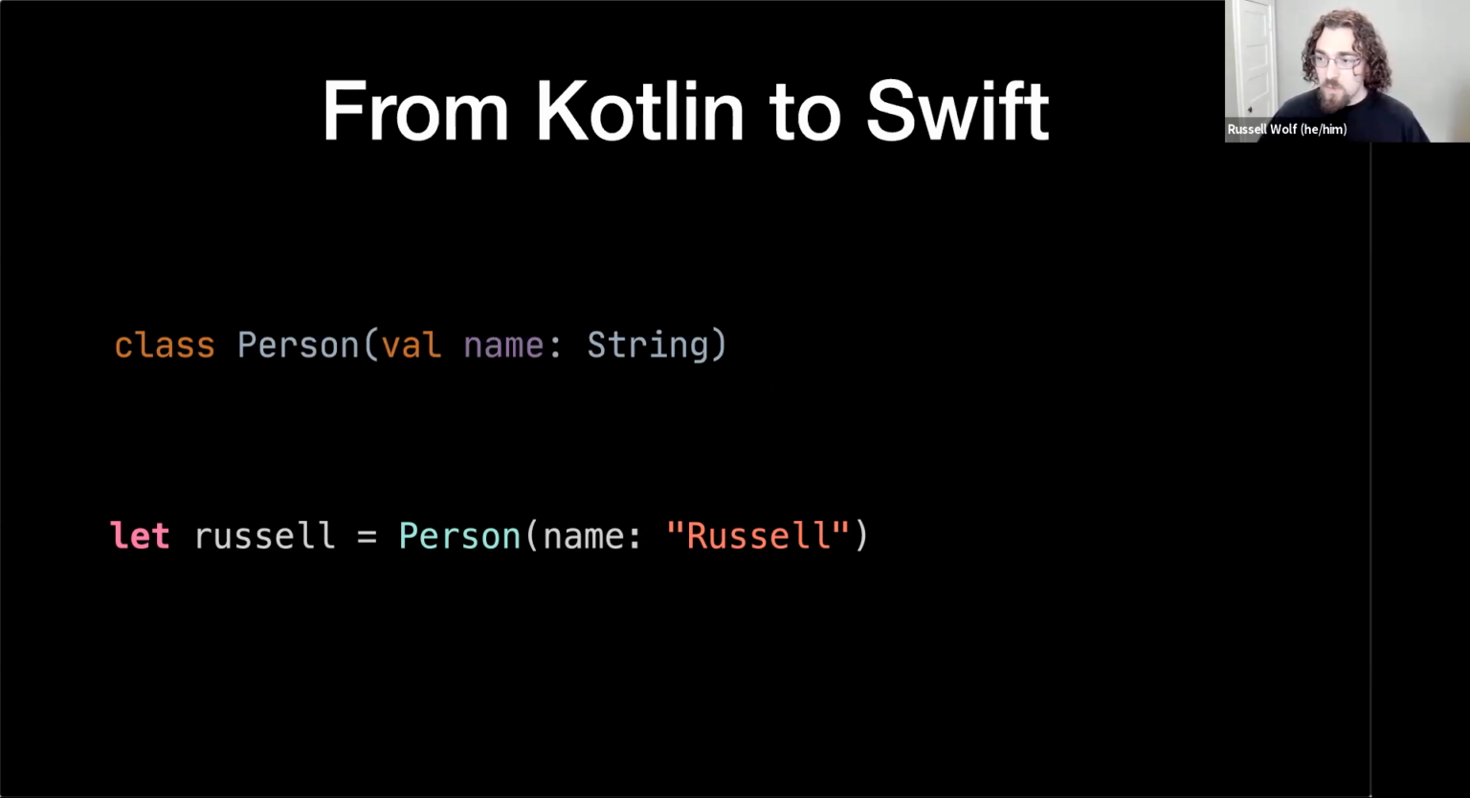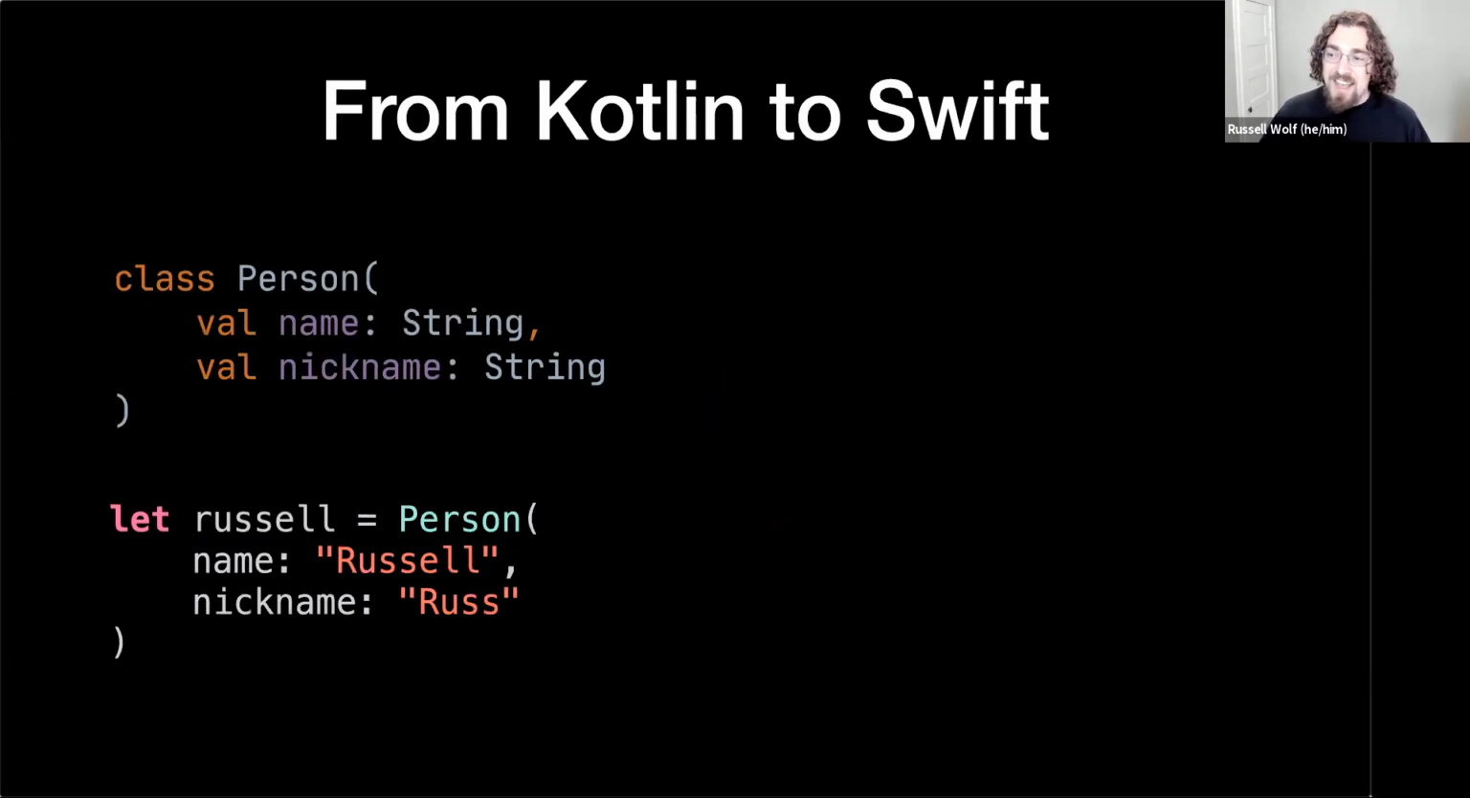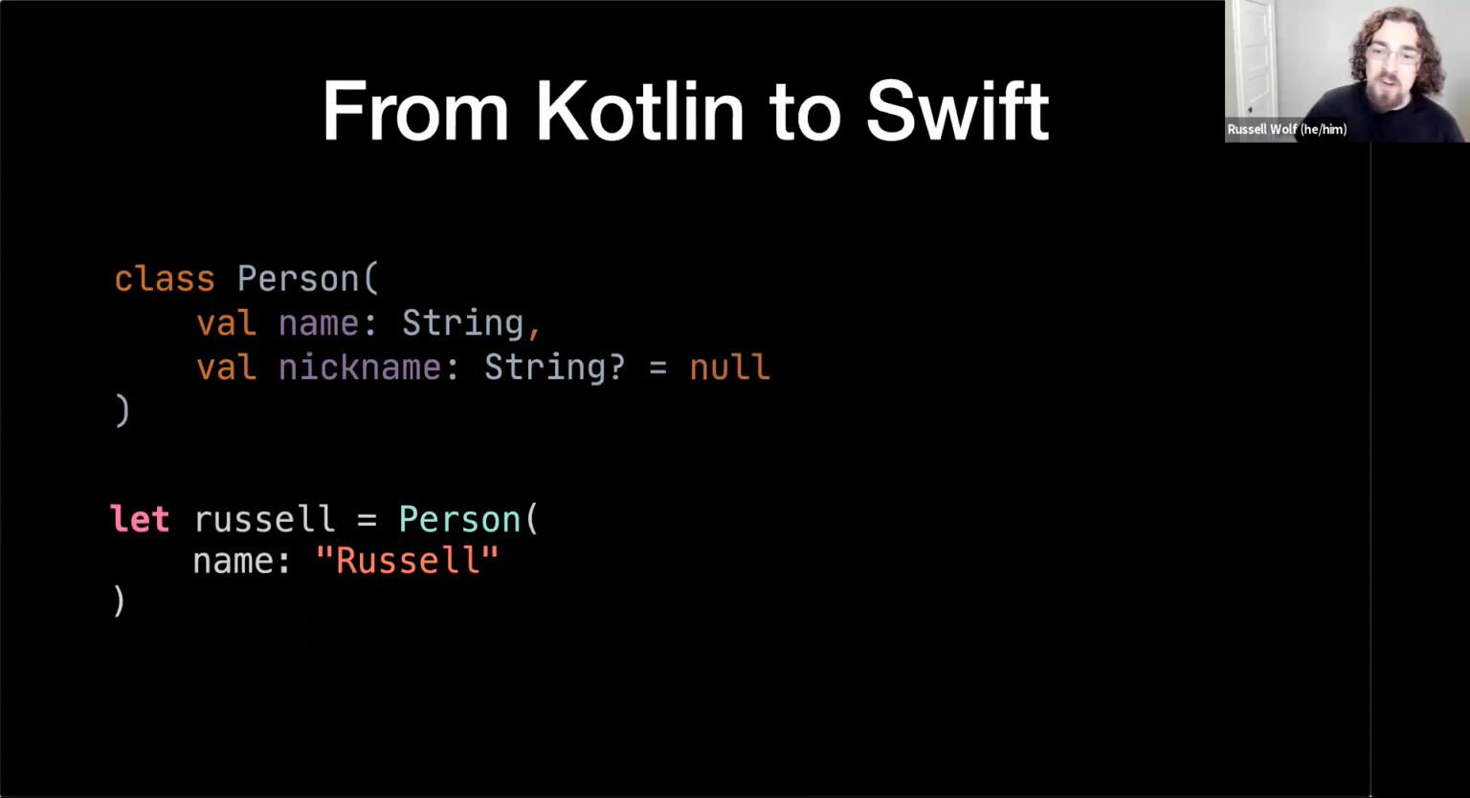But what if we want to make some changes to this person? So let's add, say, a nickname field. Maybe I don't want to get called Russell, I want to get called Russ. But not everybody has a nickname. So maybe I want to make it kind of an optional parameter.